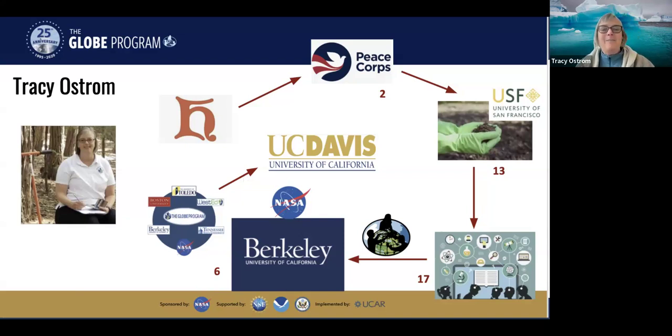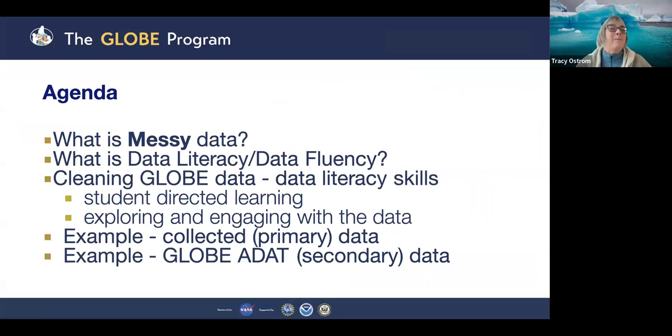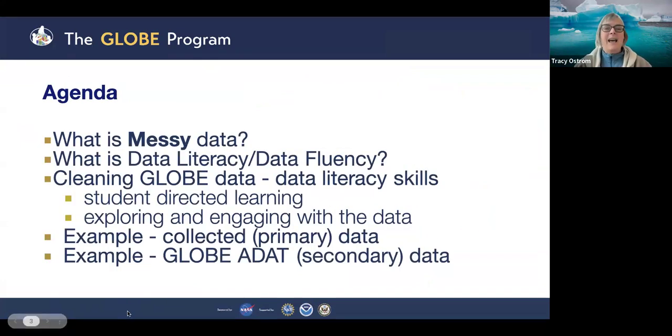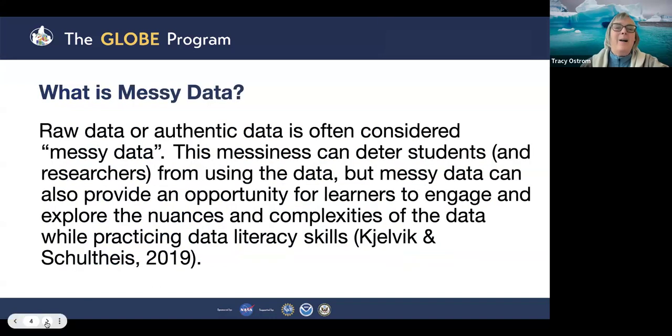And next slide. We're really going to be talking about something called messy data. And I want to just kind of go through that quickly, along with this idea of what's data literacy versus data fluency. But really the heart of this presentation is giving you some examples on how students can clean up their primary data, their self-collected data, and how students can use the ADAT system and clean up GLOBE data. Brian, I'm glad you're here because we're going to be using tree height with that one. So yeah, so let's go ahead and get started and just talk real briefly about what messy data are.